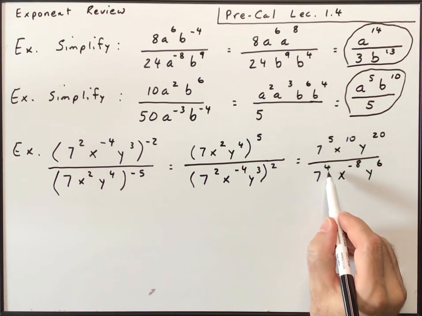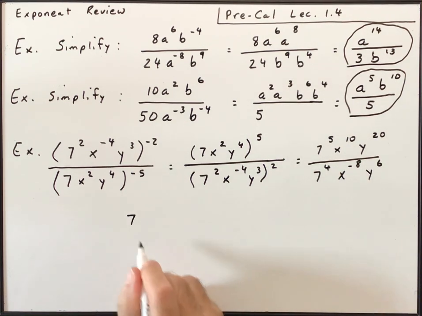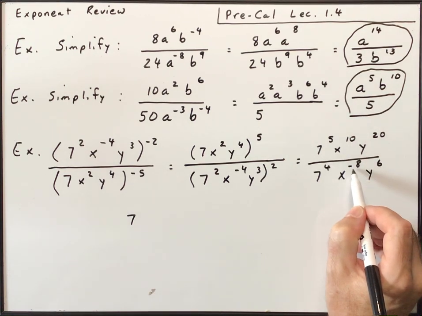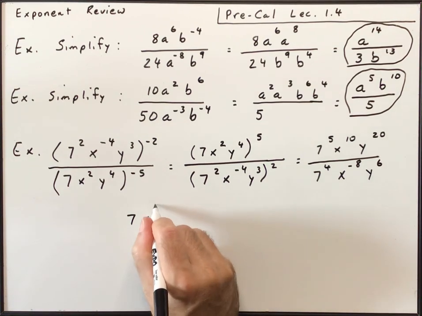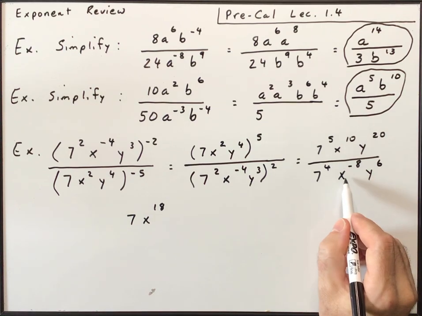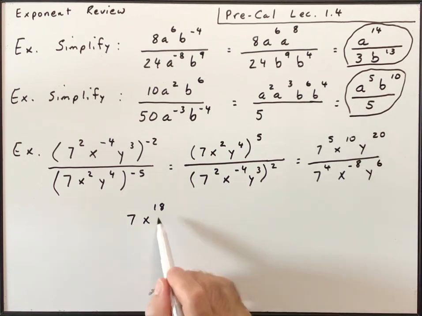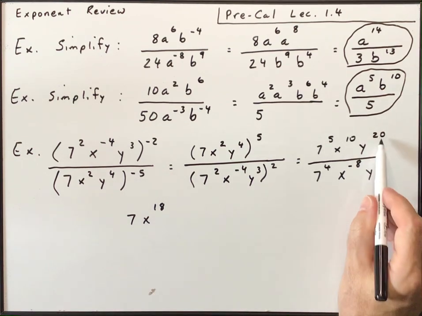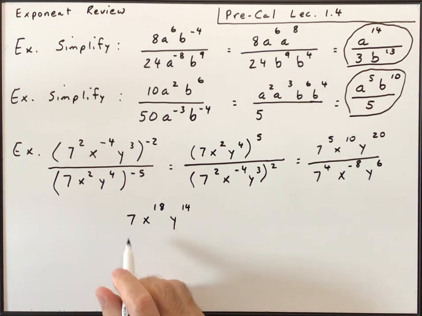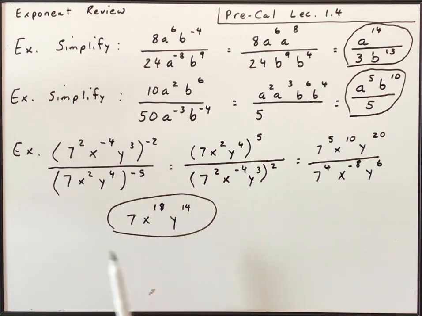Okay, so 7 to the 5th over 7 to the 4th, that's 5 minus 4. That would just be 7. 7 to the 1st is left. 10 minus negative 8 would be x to the 18th power. Okay, that's 10 minus negative 8. We could move the x to the negative 8 up top and make it x to the 8th. It's a little faster, just 10 minus negative 8. That's 18. And then 20 minus 6 is 14, so y to the 14th. So that's a pretty big simplification. Now we're just down to 3 terms. When we started out, we had 6 terms.